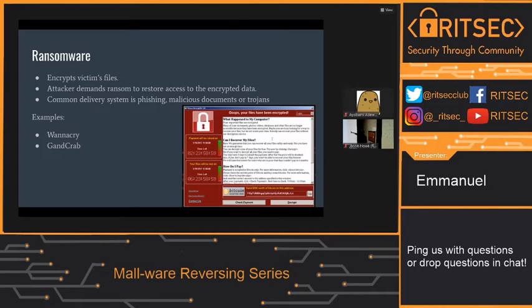And of course, we know WannaCry. That's the beautiful picture over there. And I believe right after mine, we are going to get a walkthrough of how to reverse WannaCry. So that's going to be fun.